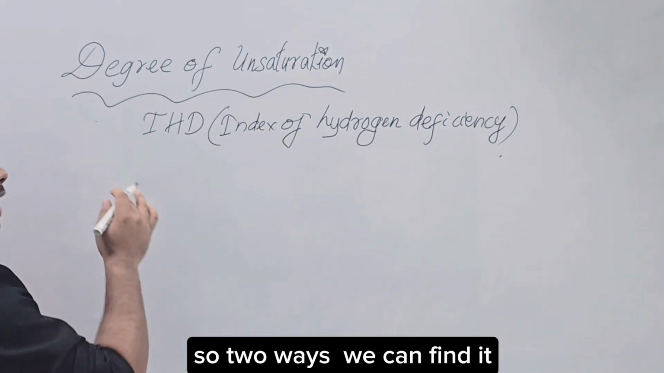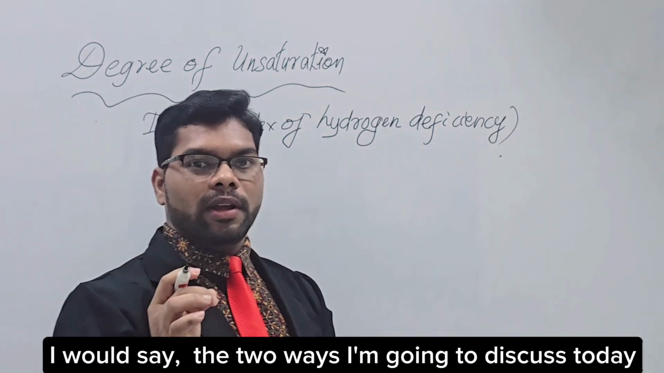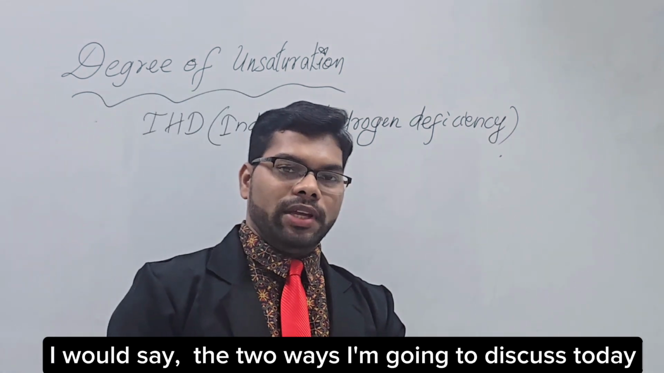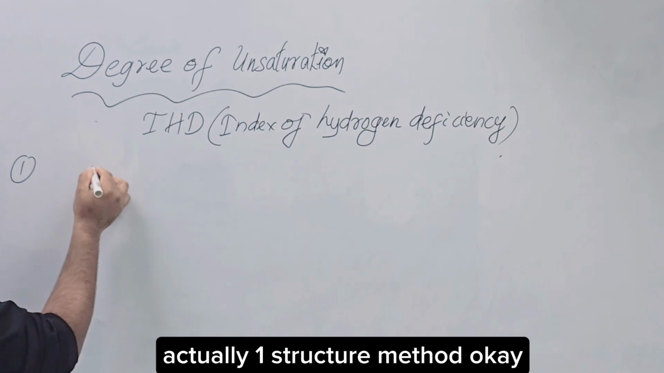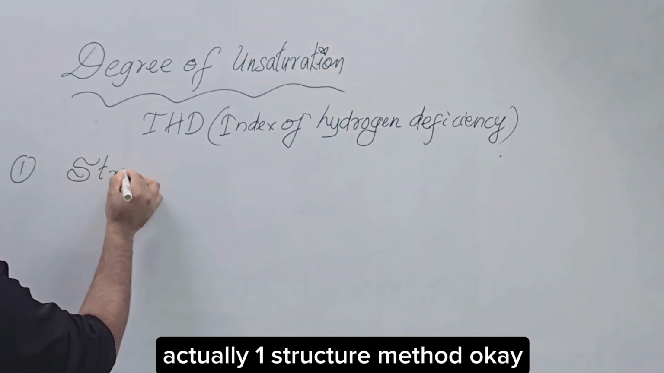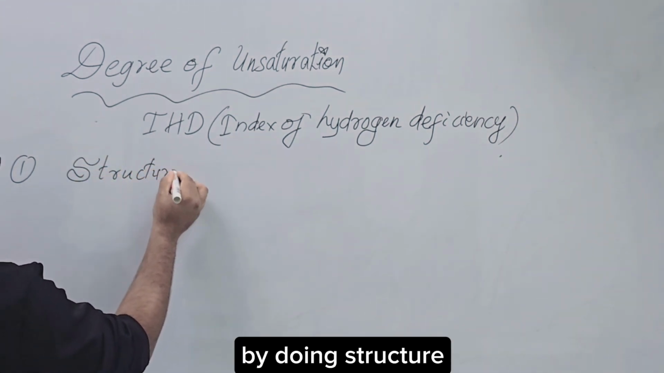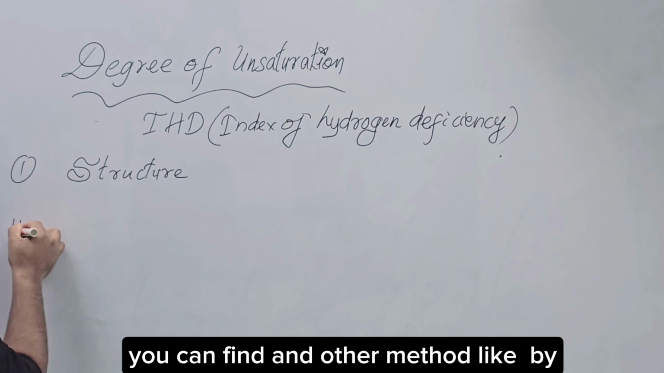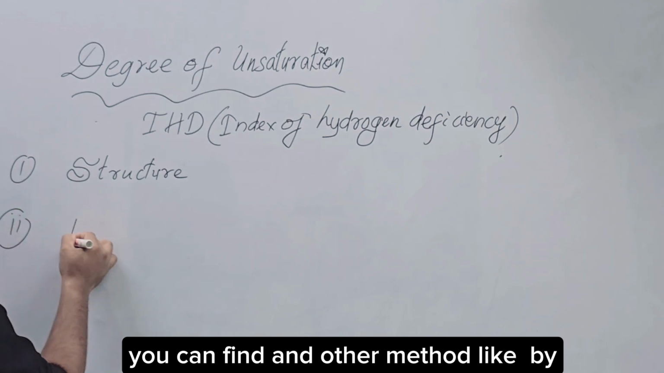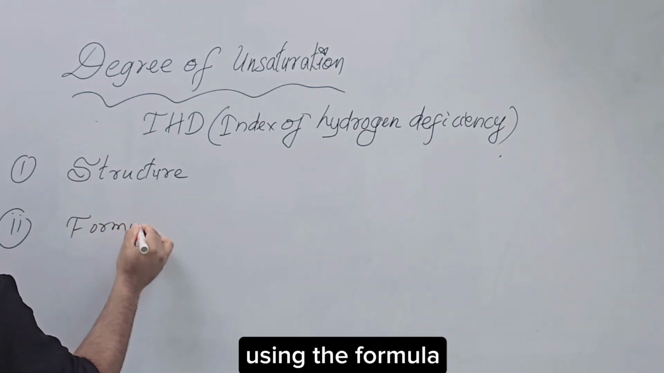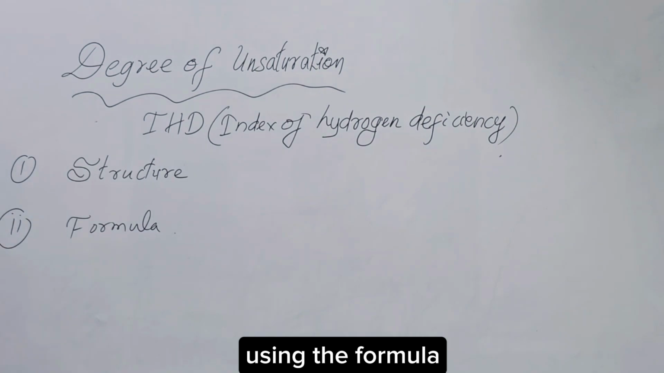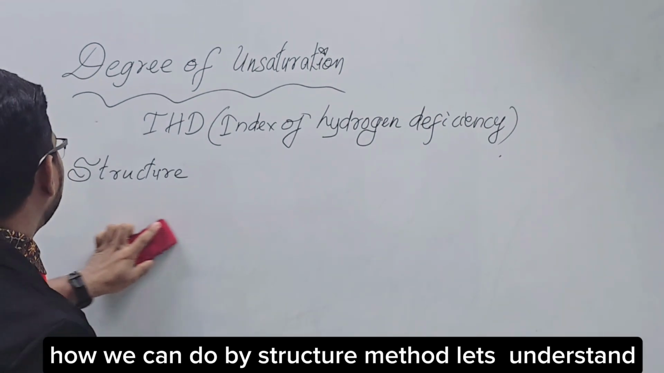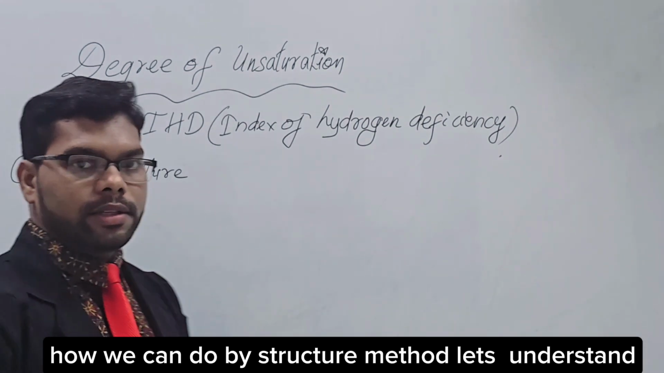So two ways we can find it, I would say two ways I'm going to discuss today. One is the structure method. By looking at the structure you can find it, and the other one is by using the formula. Okay, how we can do it by the structure method, let us understand it.